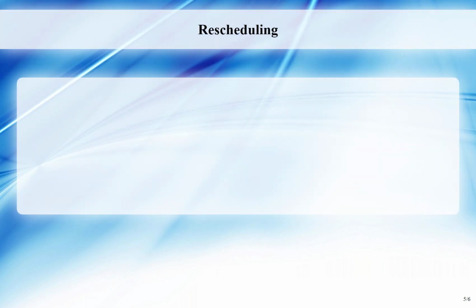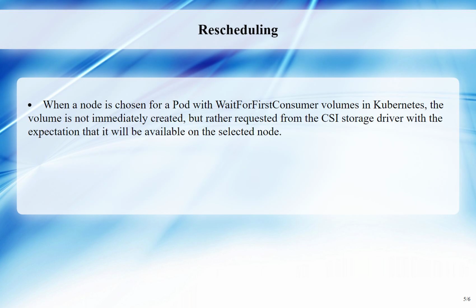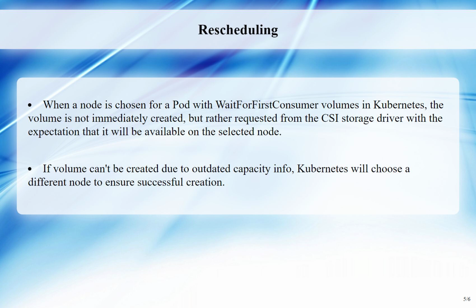Rescheduling. In Kubernetes, when a node is selected for a pod with WaitForFirstConsumer volumes, the decision is not final. The CSI storage driver is then requested to create the volume with the understanding that it should be available on the selected node. However, if the volume cannot be created due to outdated capacity information, the node selection is reset and the Kubernetes scheduler will attempt to find a different node for the pod. This process ensures that the volume is created successfully on a suitable node.